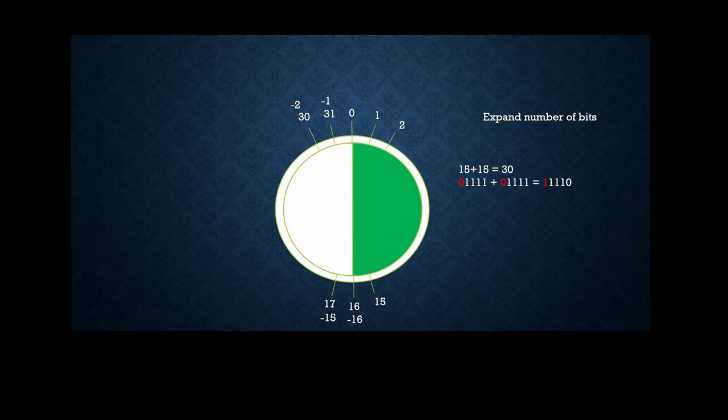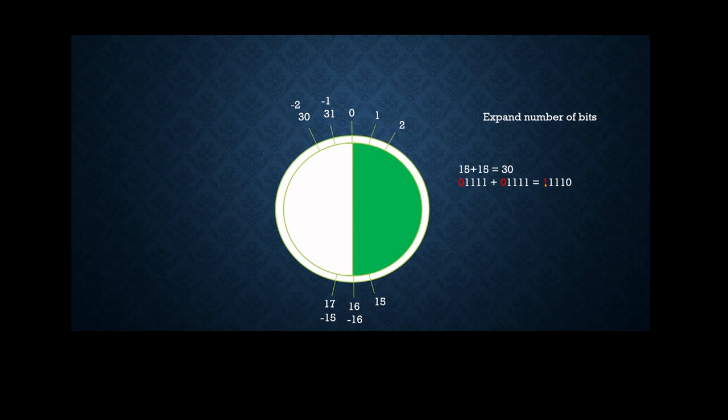So what has happened? What has happened is that I started with two positive numbers. When I added them, my sign bit flipped. And why did it flip? Because there was an overflow, right? Because my magnitude has now flowed into the sign, which shouldn't have happened.